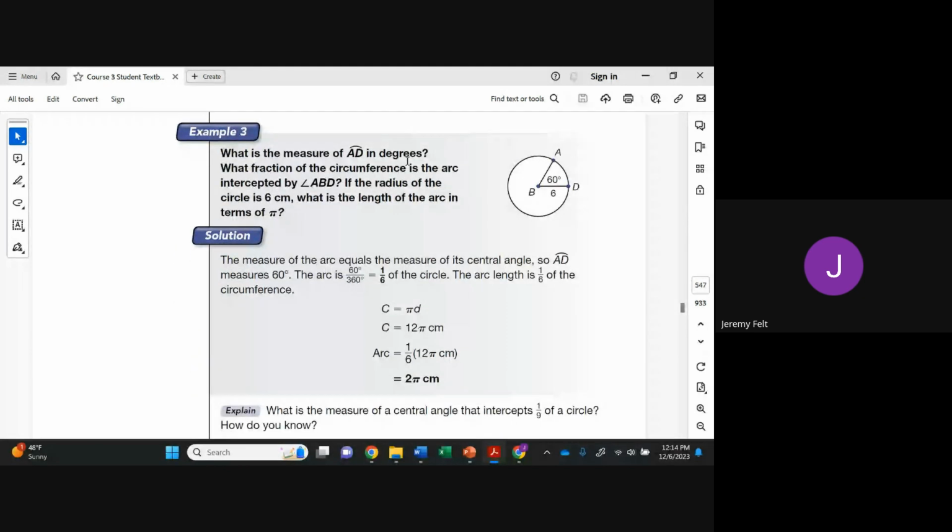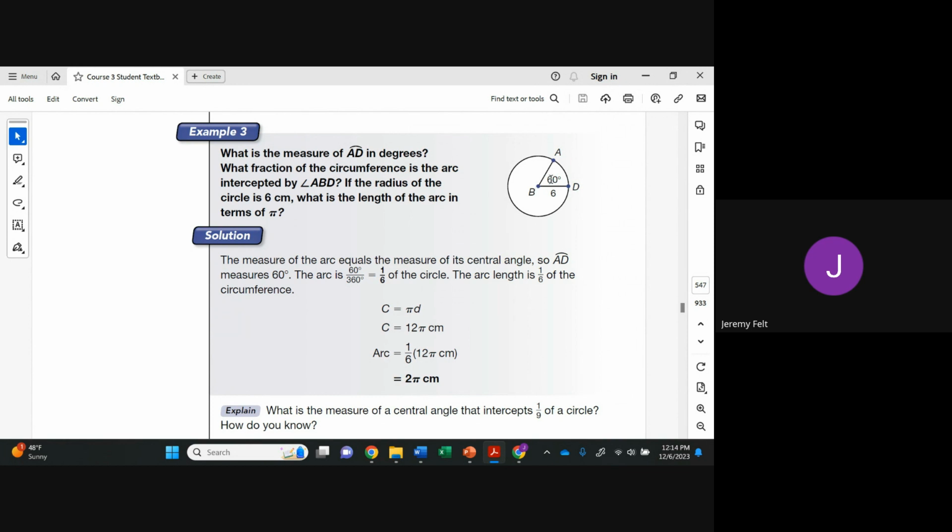All right, so we have the measure of arc AD in degrees. What fraction of the circumference is the arc intercepted by angle ABD? So ABD, that's our central angle. If the radius of the circle is 6 centimeters, that's why we have the 6 right there, and this would also be 6 from B to A. What is the length of the arc in terms of pi?